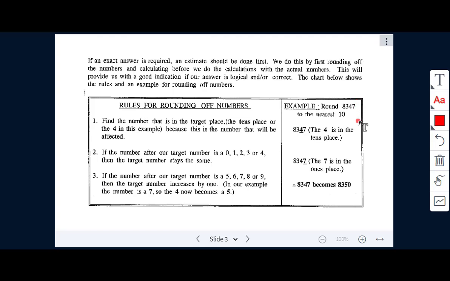That is 5 or greater. So therefore our 4, which was in the tens place, will now increase by 1, and it'll change to 5, and then the ones place becomes 0. So rounding 8,347 to the nearest 10 becomes 8,350.